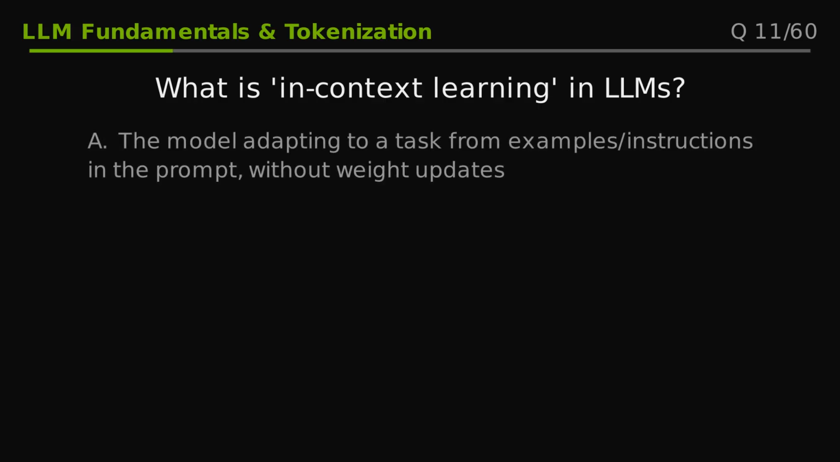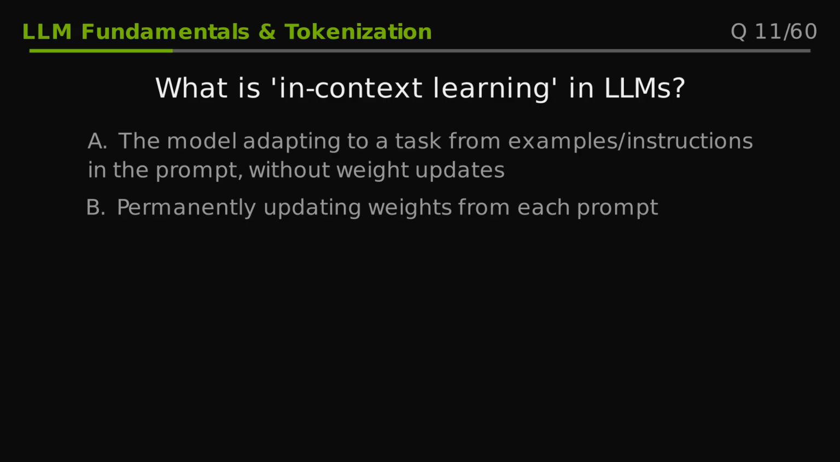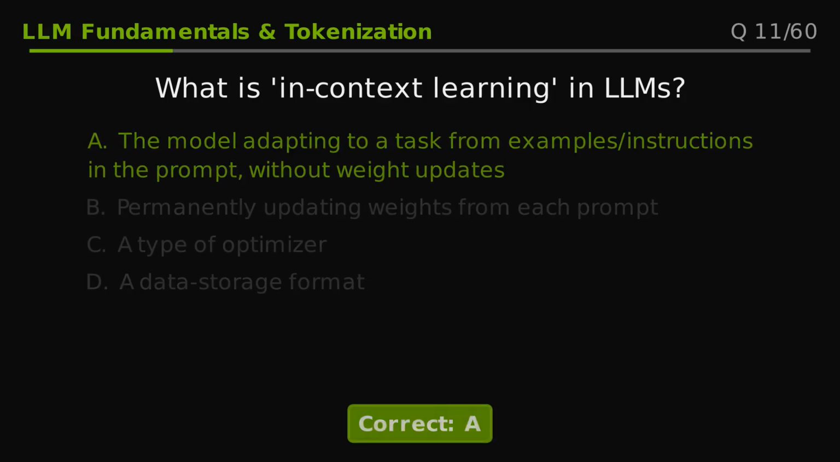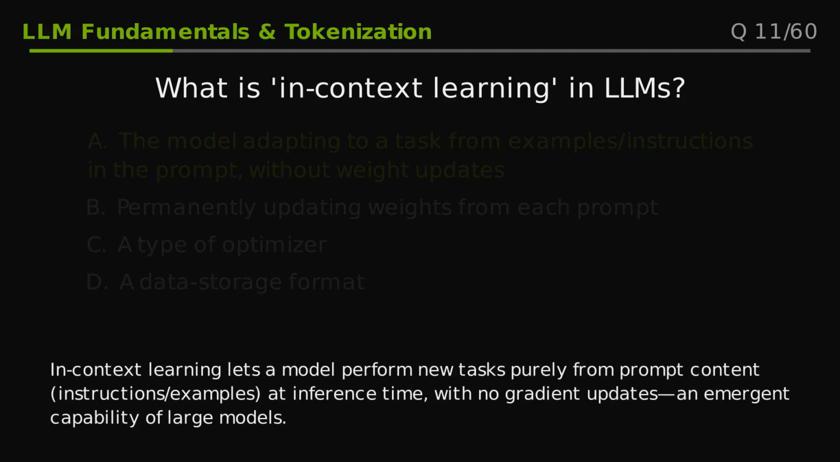Option A. The model adapting to a task from examples or instructions in the prompt without weight updates. Option B. Permanently updating weights from each prompt. Option C. A type of optimizer. Option D. A data storage format. The correct answer is A. In-context learning lets a model perform new tasks purely from prompt content, instructions or examples, at inference time, with no gradient updates, an emergent capability of large models.